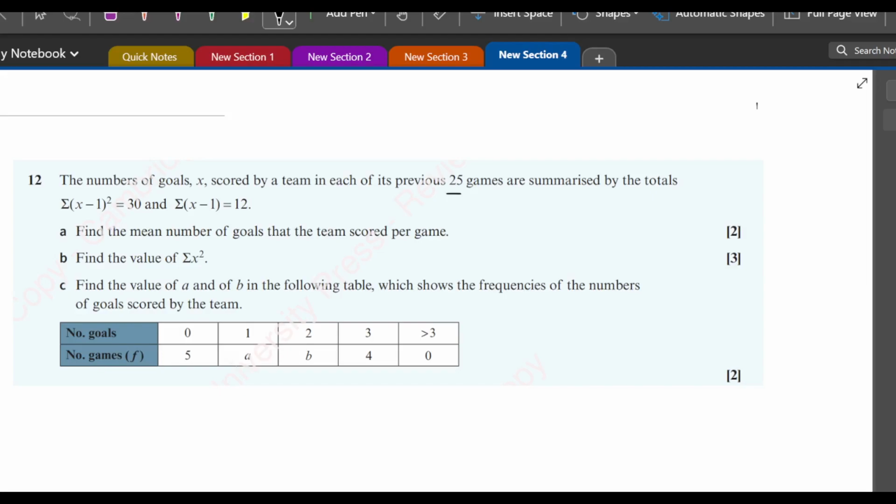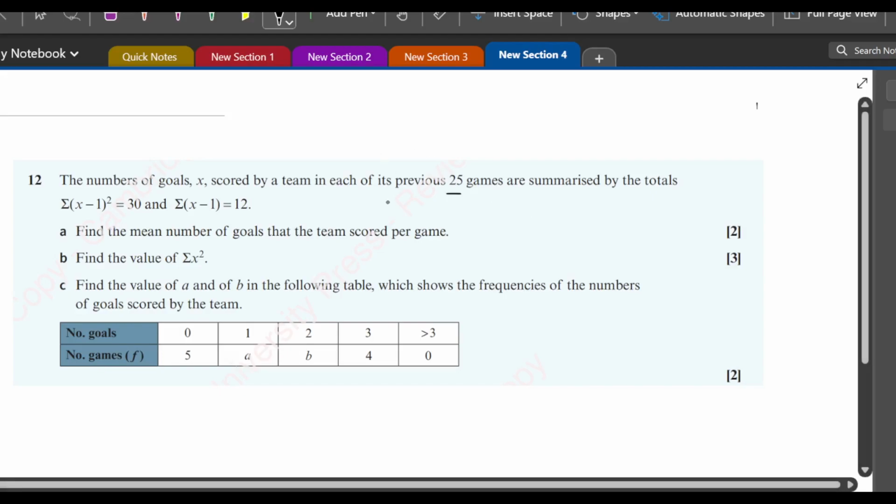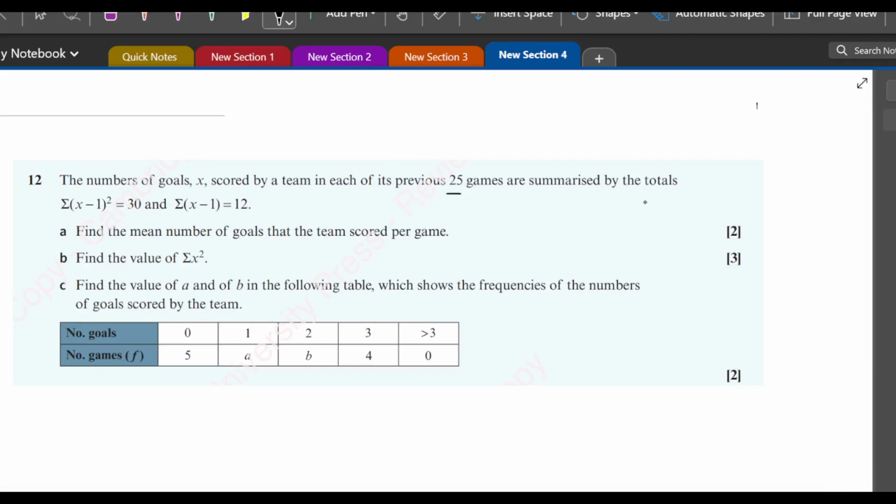The numbers of goals X scored by the team in each of its previous 25 games are summarized by the total: sum of (x minus 1) squared is 30 and sum of (x minus 1) is 12. Now here find the mean number of goals that the team scored per game.